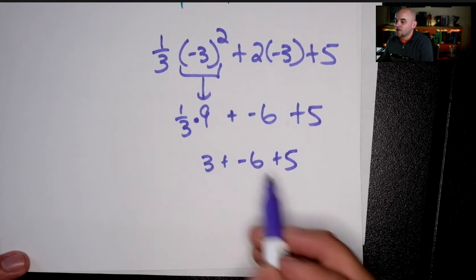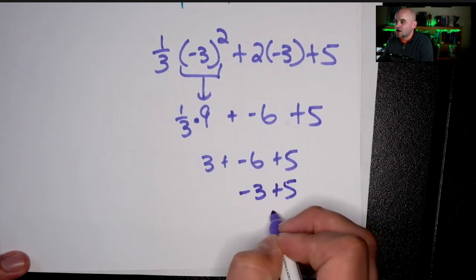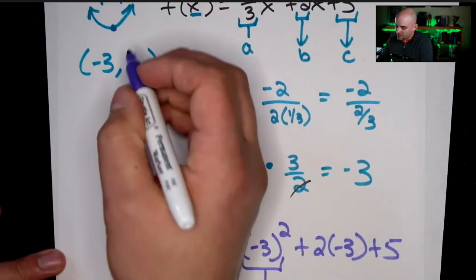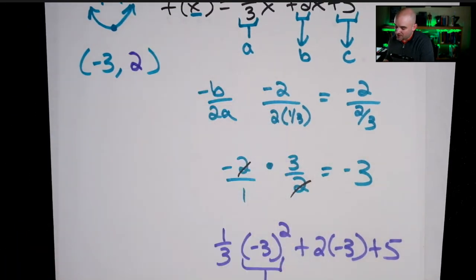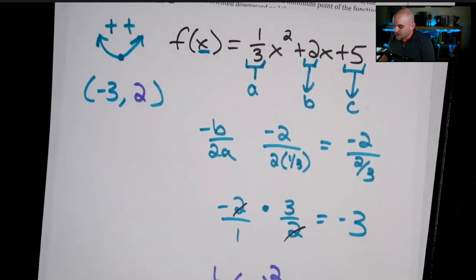And so 3 plus a negative 6 is negative 3. And then plus 5 gives me 2. So my answer right there is negative 3 comma 2. That is the minimum value there on that function. All right, let's look at the next one.